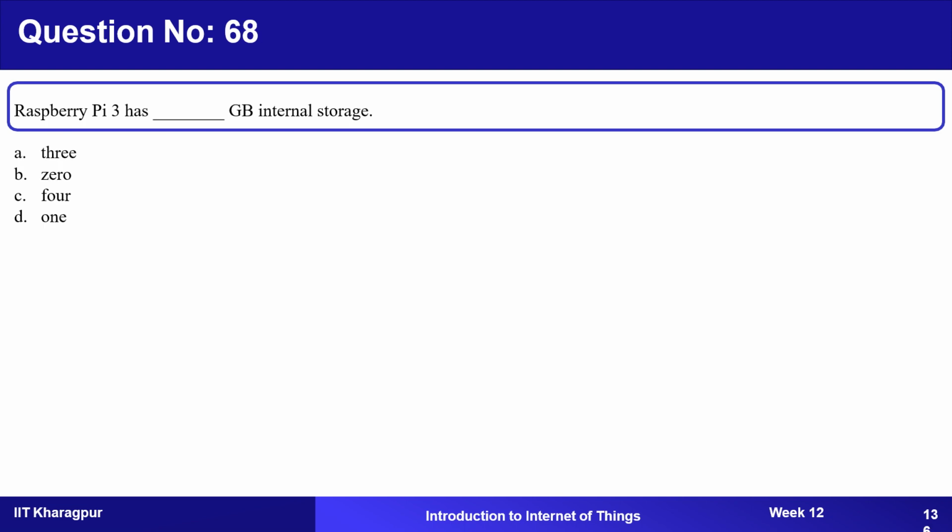Next question: Raspberry Pi has blank GB internal storage. A few minutes back I think I had given 0 GB internal storage. Okay, because you need to add a micro SD card. So the correct option is 0, because you are going to add an external SD card into your Raspberry Pi.